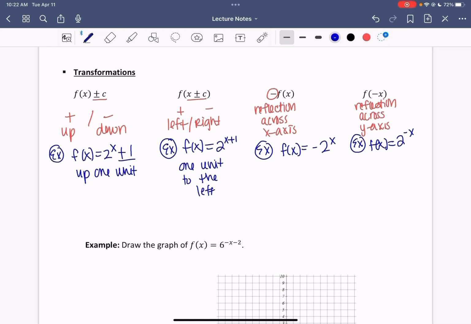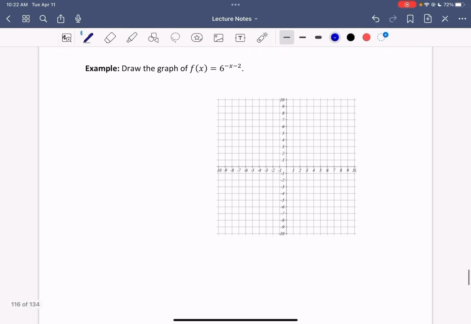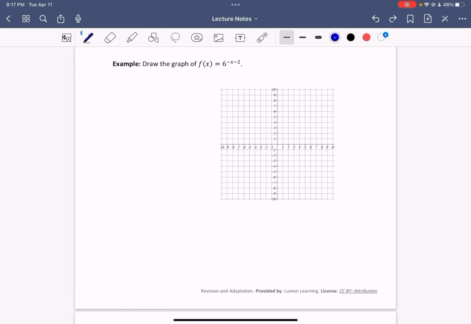So let's look at another graph and take that into consideration. This says, draw the graph of f of x equal to 6 to the negative x minus 2. So the first thing that we need to do is figure out where the starting point is on this graph. Because when you're graphing this in the online homework, you're going to have to use your exponential tool and graph 2 points.